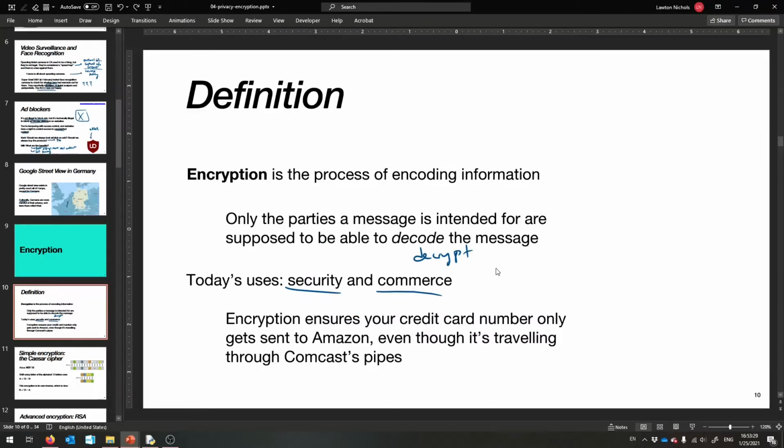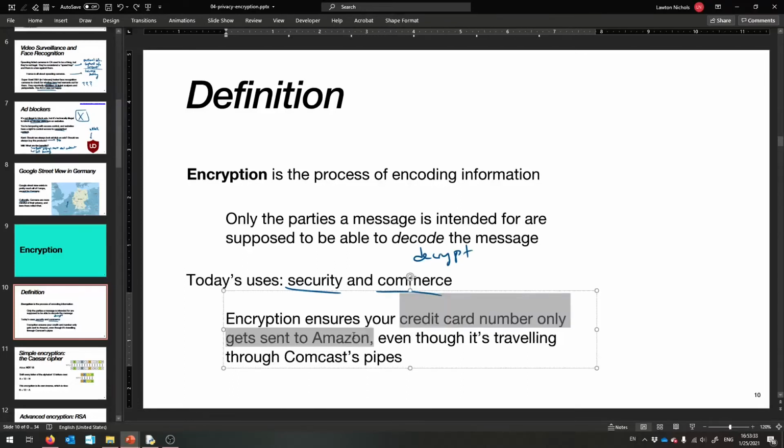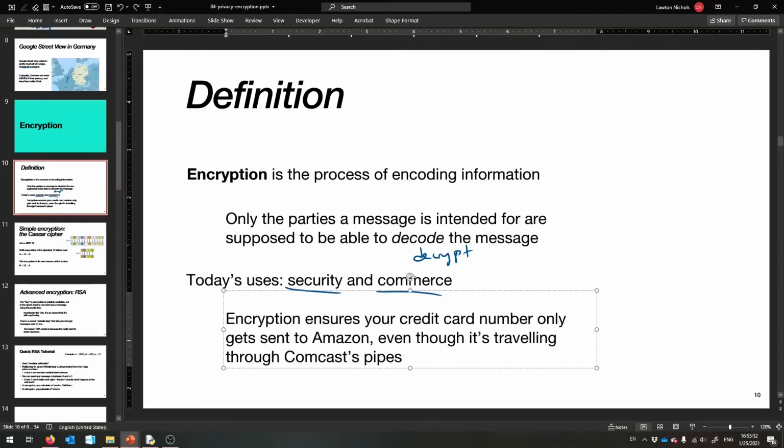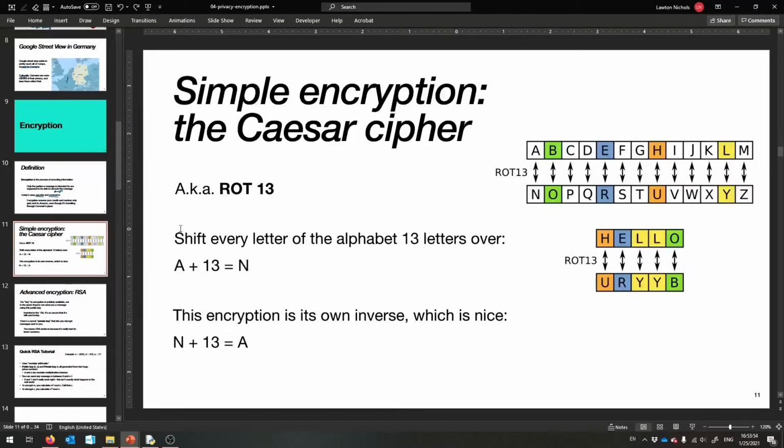Okay? So the idea is encryption makes sure that your credit card number only goes to Amazon, even though it's traveling through Comcast's internet pipes. They rebranded, called themselves Xfinity, but they're still Comcast and horrible. That is the idea. So they can't tell what you're doing. They can tell that, okay, you're talking to Amazon, you're sending some message. They have no clue what the message says, and that's beautiful. That is what we want, I think.